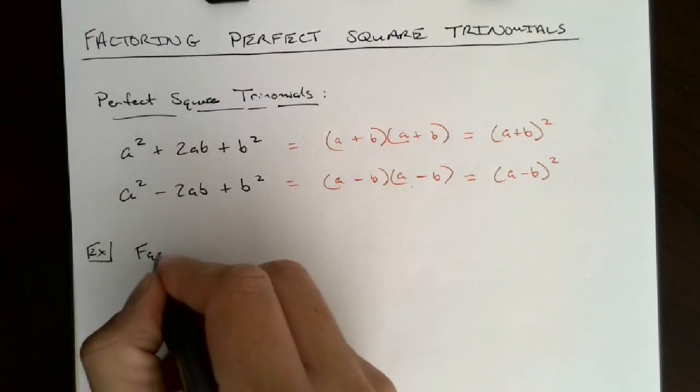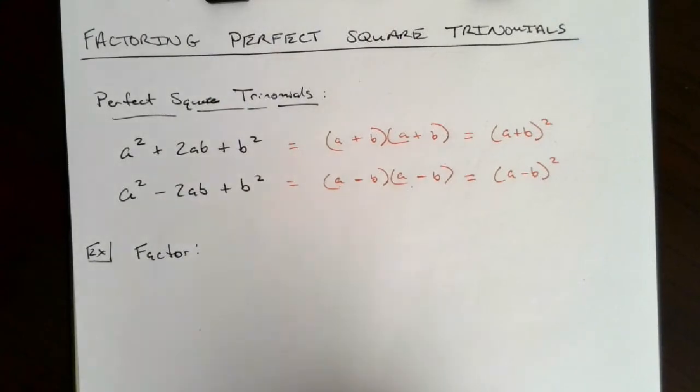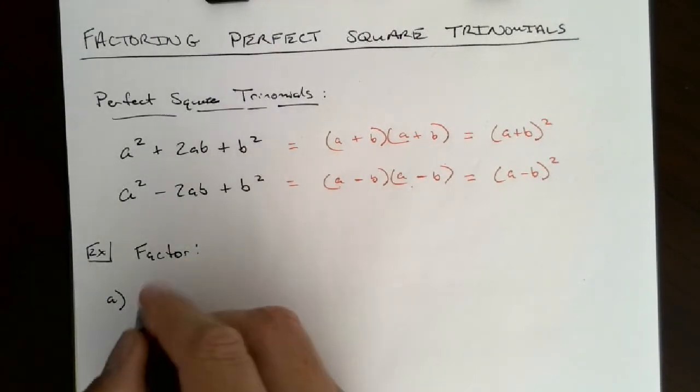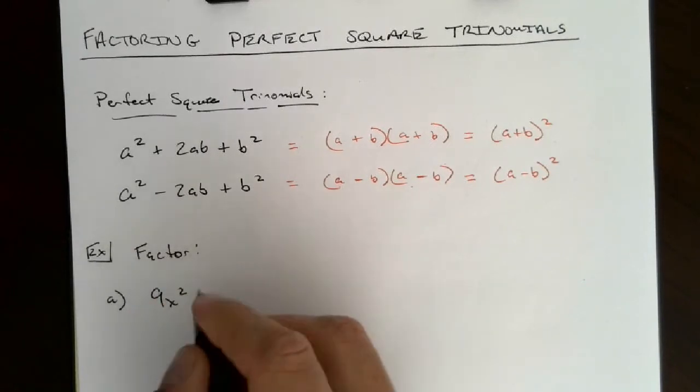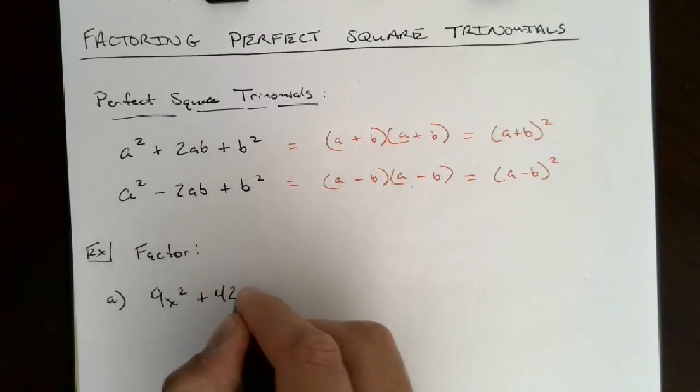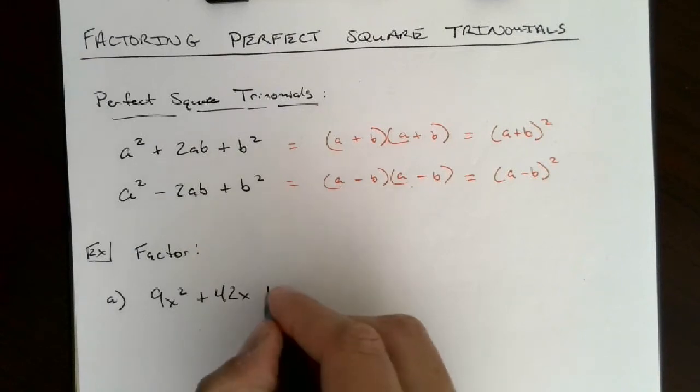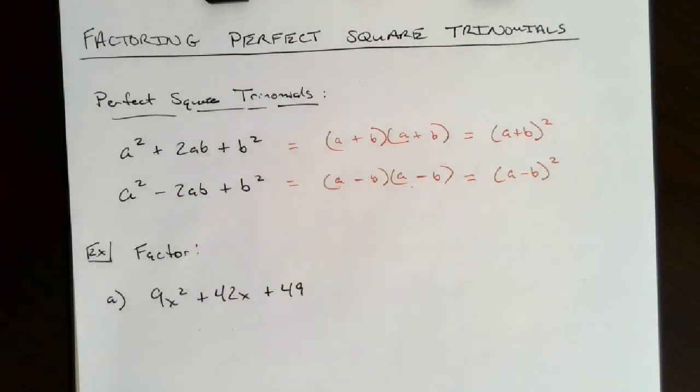So if I said to factor, and I'll call this one a, I'll say I have 9x squared plus 42x plus 49. Now the first thing you should do when you're factoring, remember, is always look for greatest common factor. In this case, 9x squared, 42x, and 49, they do not have a GCF other than 1. So from there, now I'm going to check to see if this is a perfect square trinomial.